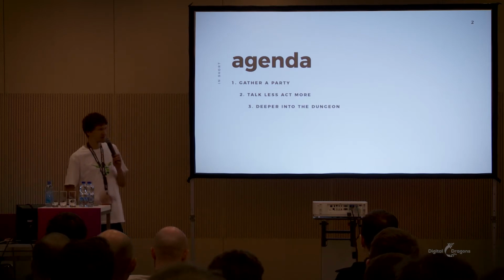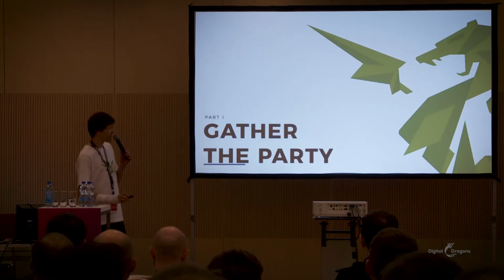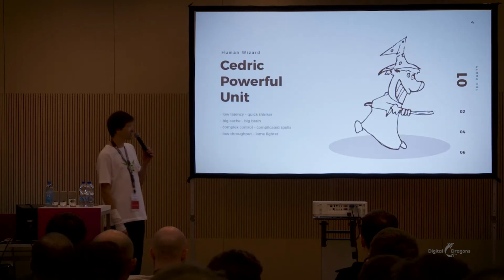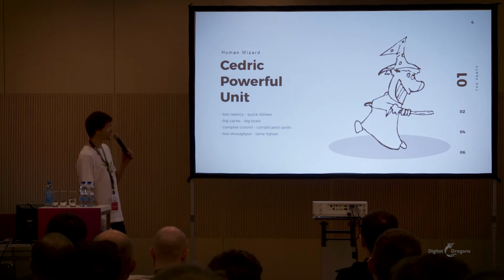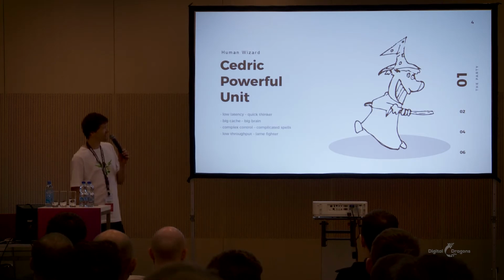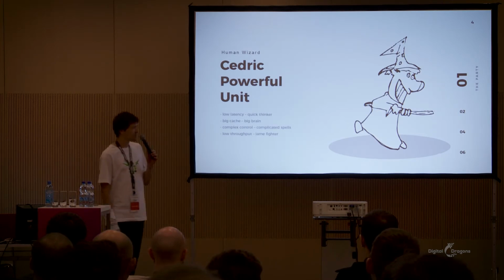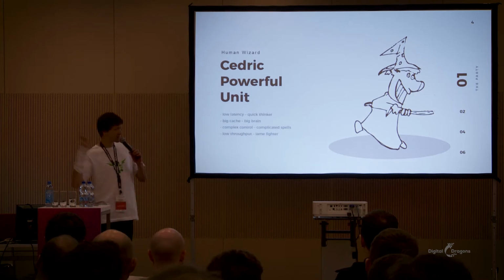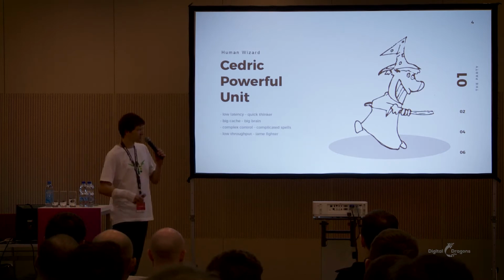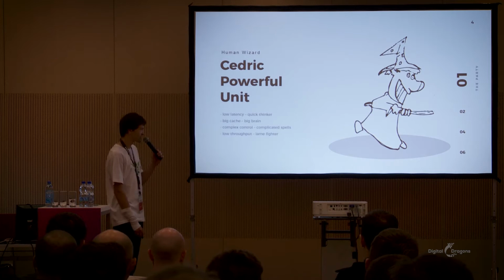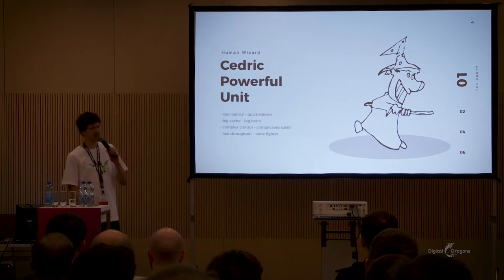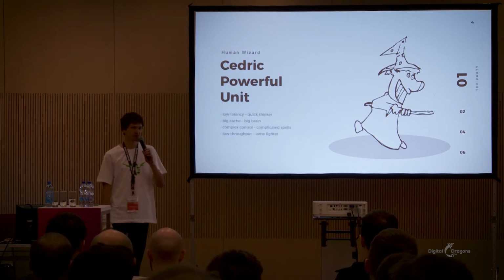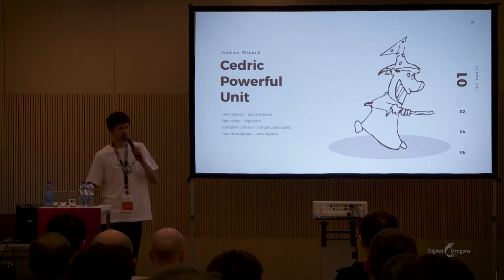So here are our contestants. So we're gathering the party. The first one, the first powerful unit is the Cedric. So basically it's a CPU. He's a human wizard, and his most important skills are the low latency, because he's a quick thinker. Big cache means big brain. Complex control, that means that he can cast very complicated spells, and low throughput. He's a lame fighter, so basically he's not very well suited to fighting vertices and pixels.